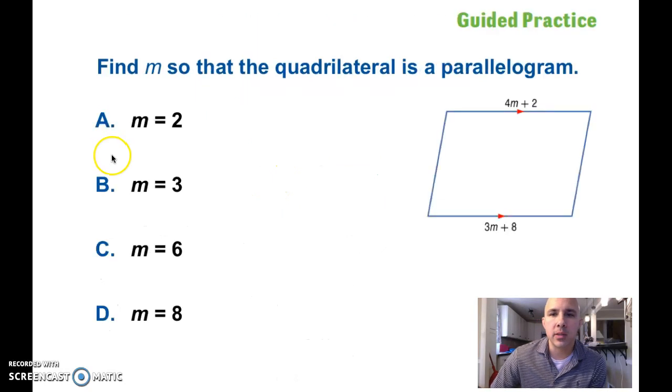Okay, welcome back. This is the guided practice. I want you guys to find m so that the quadrilateral is a parallelogram. Is it going to be 2, 3, 6, or 8? Show your work on the dry erase board or your notes.